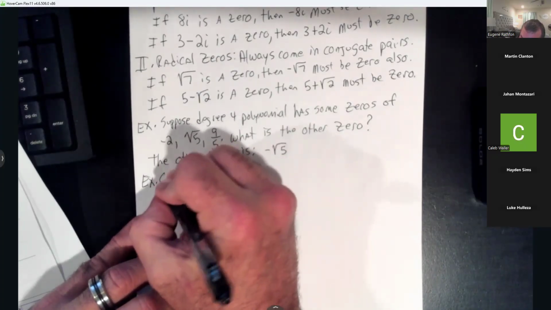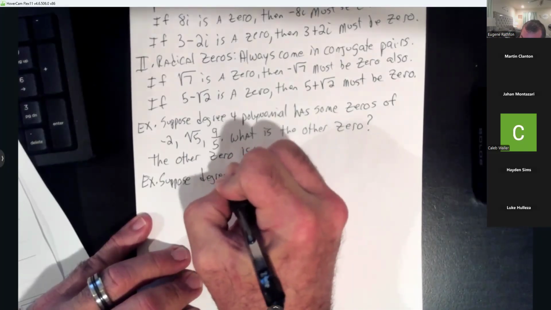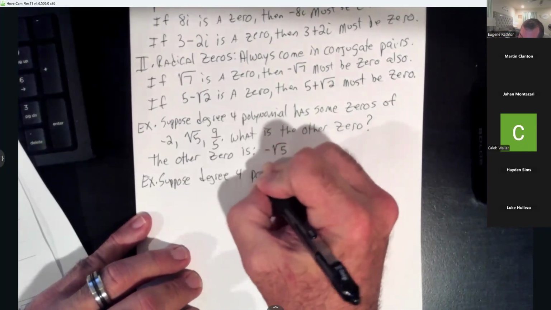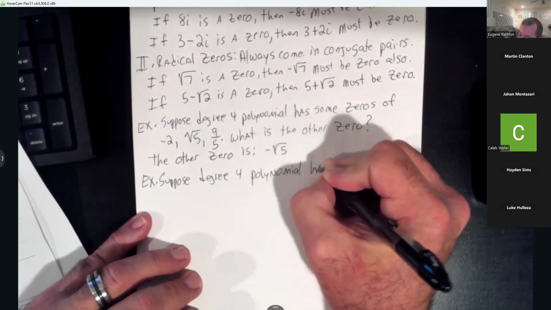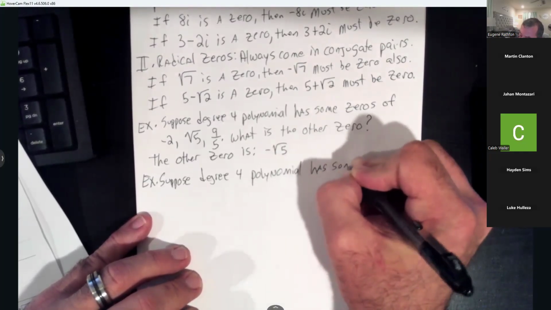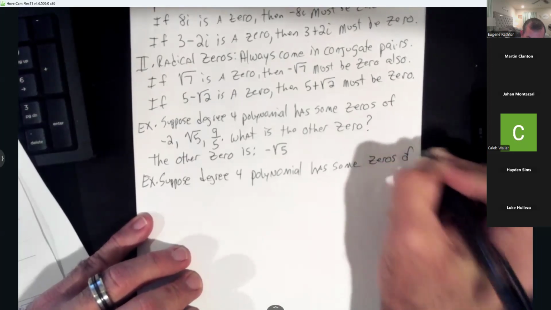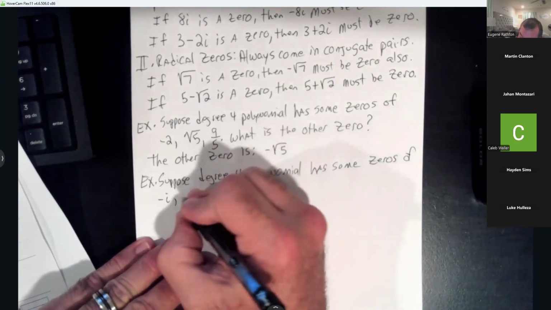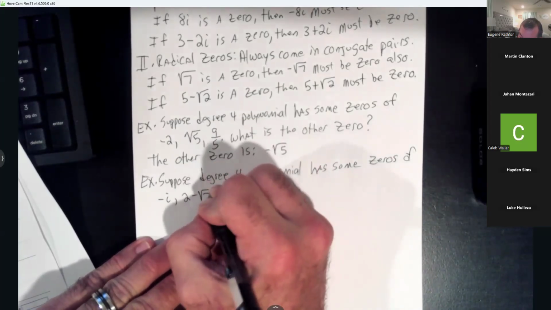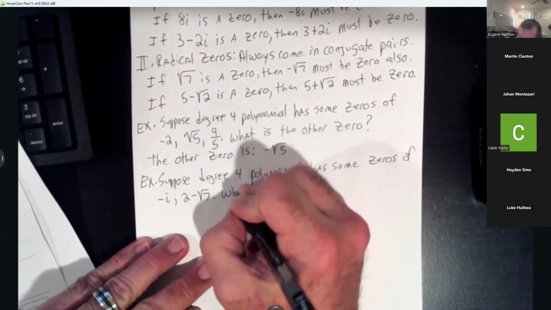So this one's the same thing. Suppose degree 4 polynomial has some zeros of a negative i and 2 minus the square root of 7. What are the other zeros?